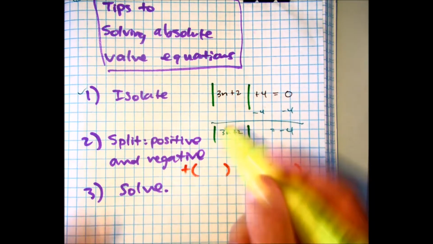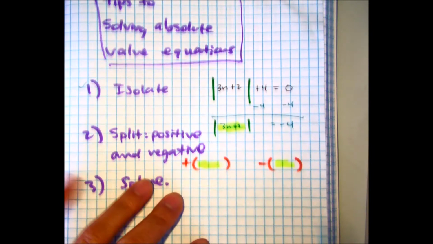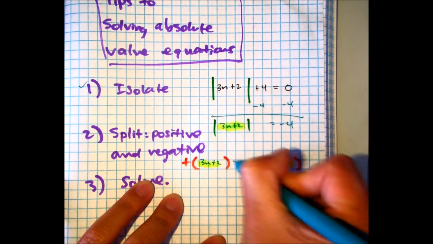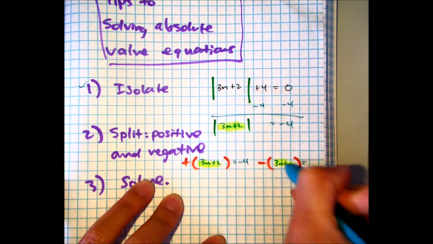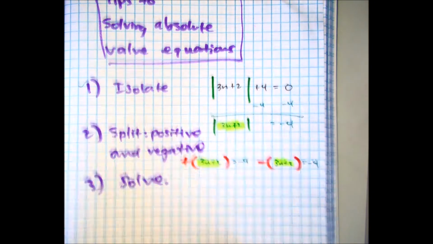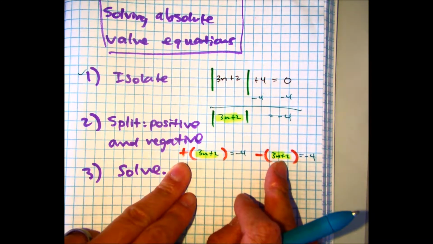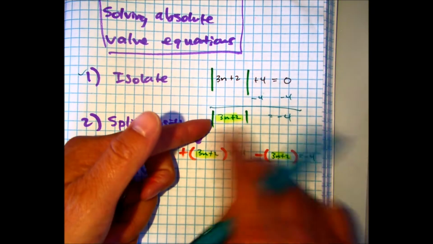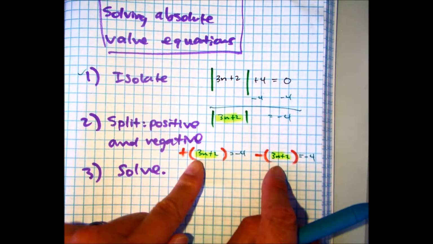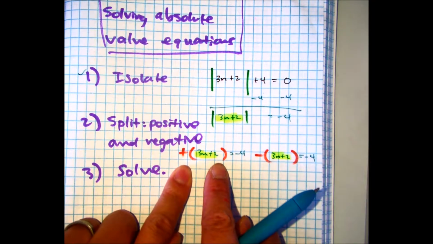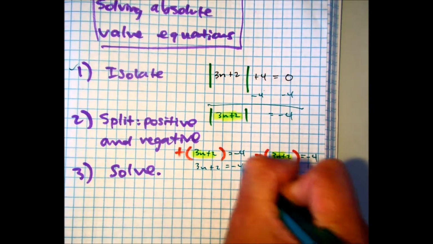And now let's write the argument. The argument is 3n plus 2 equals negative 4. And 3n plus 2 equals negative 4. Isolated, now we split into plus or minus. Pay attention. You went from an absolute value equation to the definition of an absolute value, right? Class, do I need the parentheses here? No, we don't need it. 3n plus 2 equals negative 4.